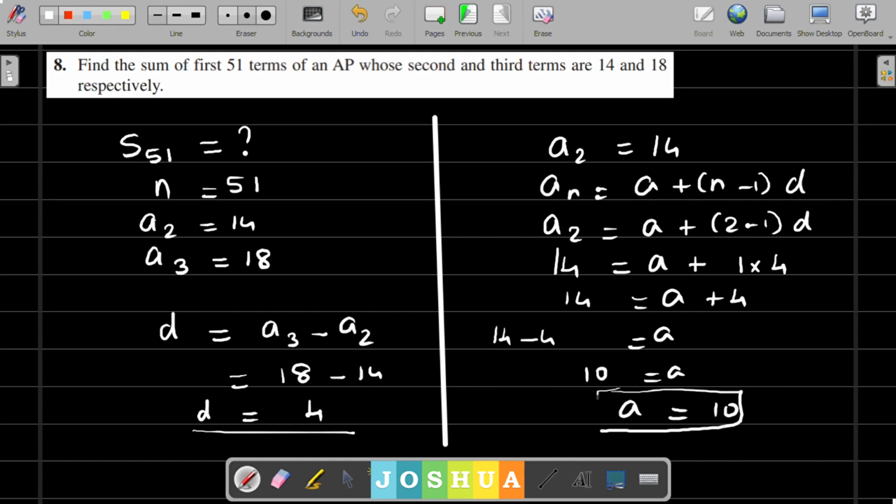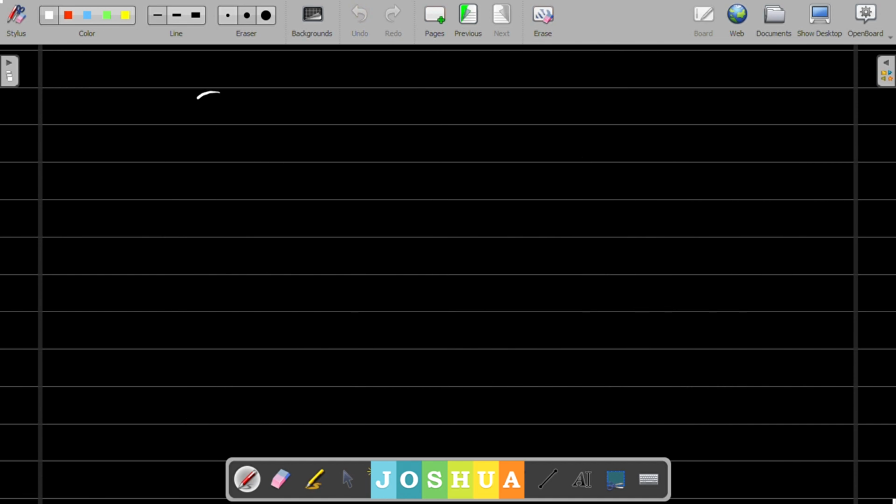So now I know the value of A and also the value of D. What is the next process? I have to find S51, the sum of 51 terms. In this case I don't know the last term L, but I know the values of A, D and n. So I have to go with the first formula. What is the first formula? Sn equals n by 2 times 2A plus n minus 1 times D.